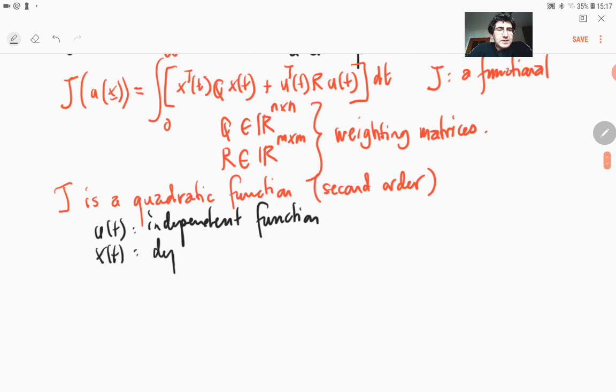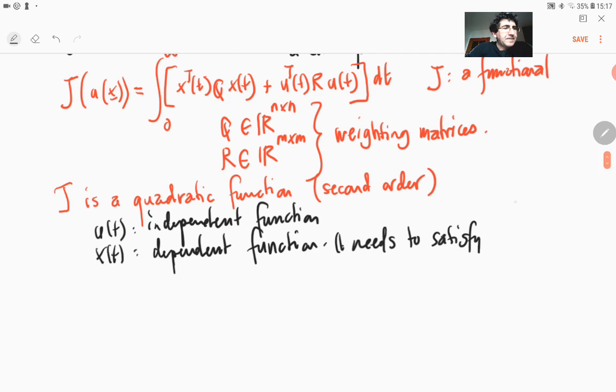It is a dependent function because it needs to satisfy the state equations. We are free to select u as we want, but x of t has to obey the state equations.